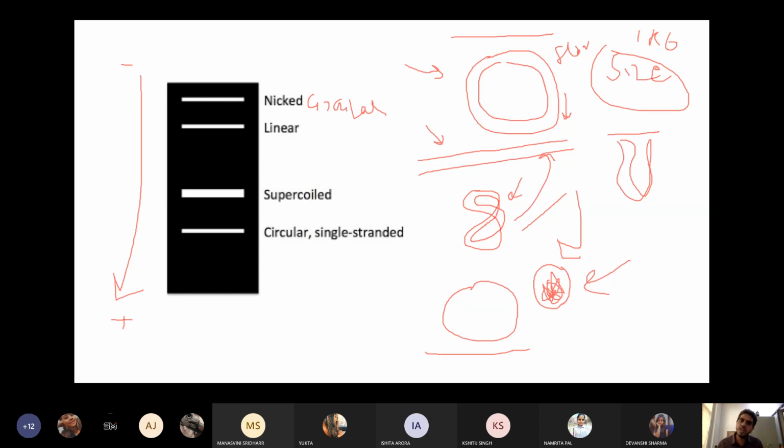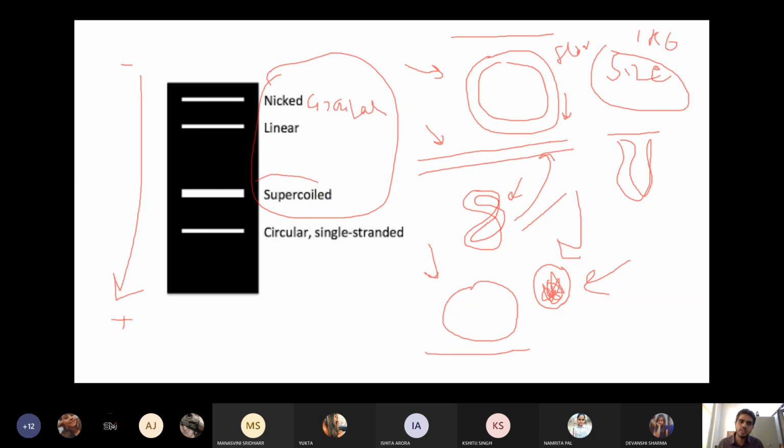The supercoiled one is already squeezed into an area that has become very small, so that's why it's moving faster than the linear one. Whereas the single stranded one, as mentioned, is linear single stranded, so it can move fastest. Okay, so the most important ones are these three: nicked, linear, and supercoiled.